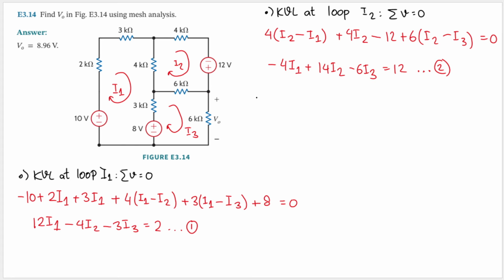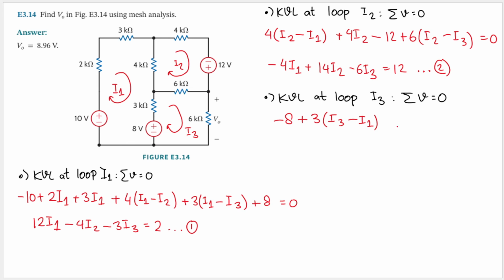And then let's do another KVL, but this time at loop I3. KVL says that the sum of the voltage in a loop will equal 0. Now, the current is flowing from the negative terminal to positive terminal, so our sign will be negative. So we'll have minus 8, and then we will have plus 3 kilo ohm. And now we are working on I3, so we'll have I3 here, then minus I1.